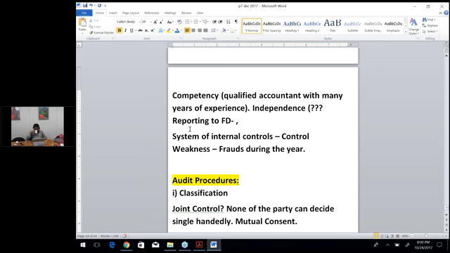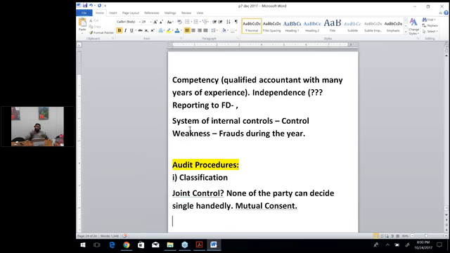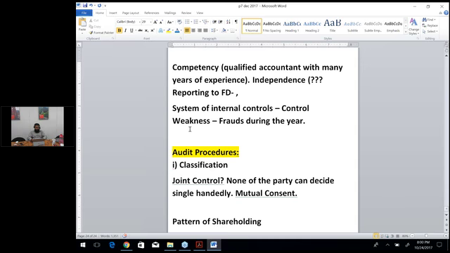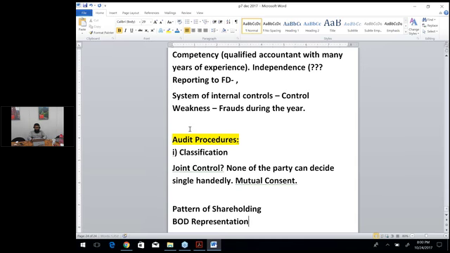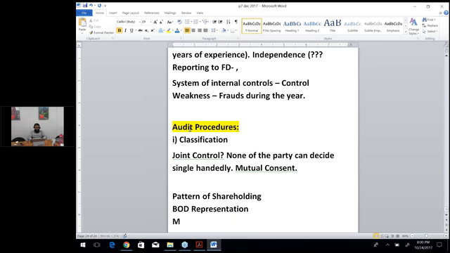Now, if for everything there has to be a mutual consent, you need to see whether there are mutual consents. What are the things which would help you? Number one of them is the pattern of shareholding, which would help you identify whether there is a joint control or not. At the same time, BOD representation and BOD minutes.